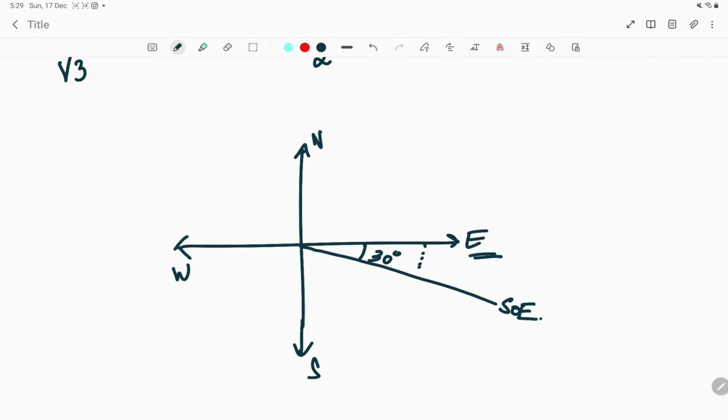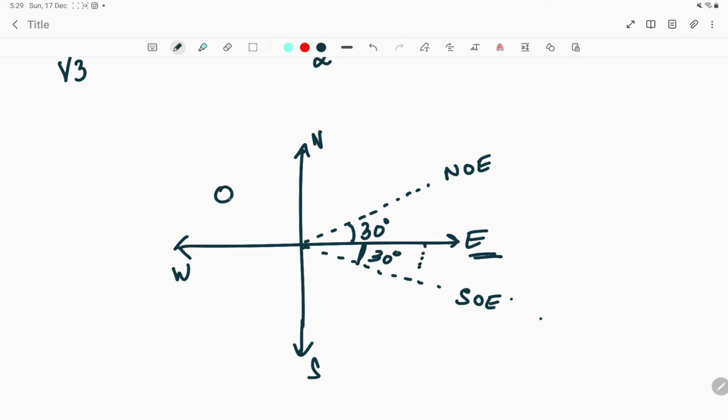You take east, from there you move towards the south. So this direction is the south of east direction. Similarly, here we will take east, from there we move towards the north. So that is north of east direction. Both of them are at a 30-degree angle. The first particle is traveling in this direction and the second particle is traveling in this direction, and they both collide at this point O.